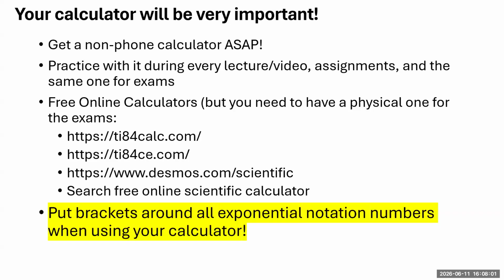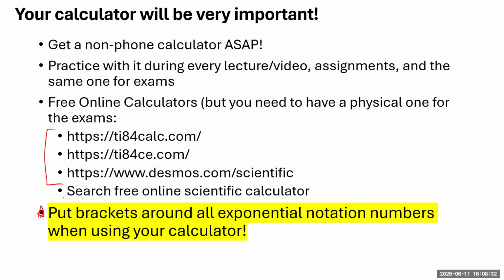Okay, so again, your calculator is going to be very important for these sections. Get a non-phone calculator ASAP. Practice with it in every lecture and assignment, and use the same one for the exams. These are some free online ones to hold you over, but you're going to need a physical one for the exams. Another thing is you always want to put brackets around all exponential notation numbers when using your calculator. Eventually you don't need to, but while you're learning, it's just easier to do it on everything.